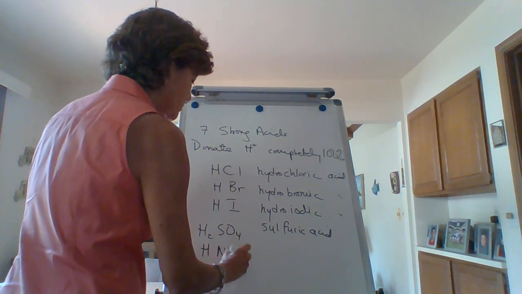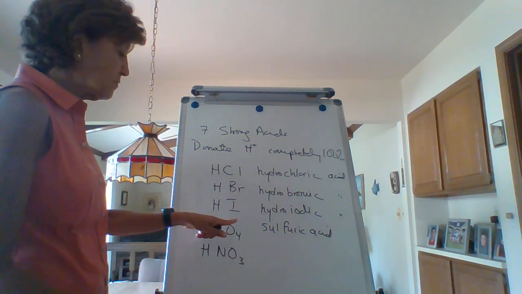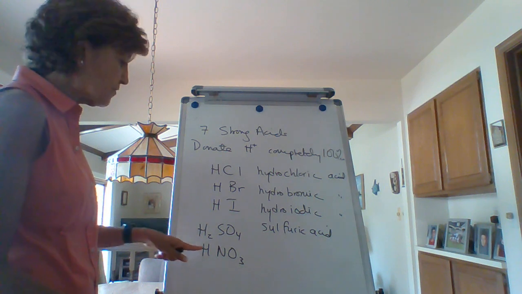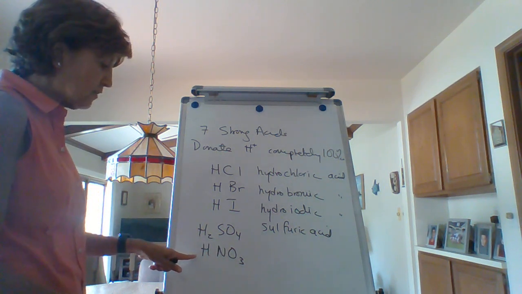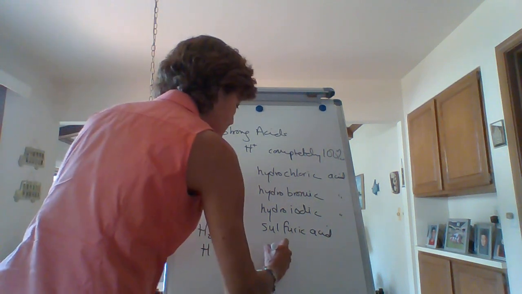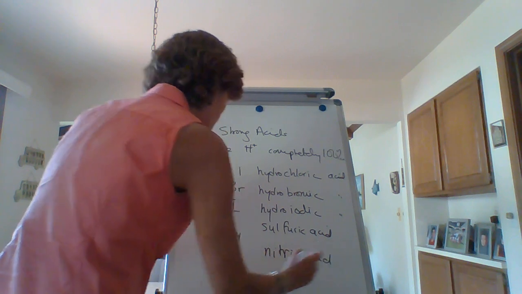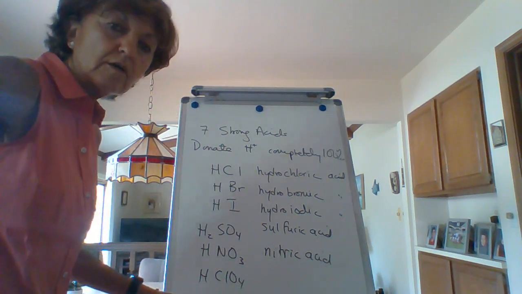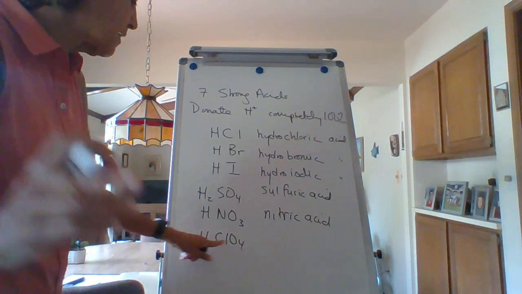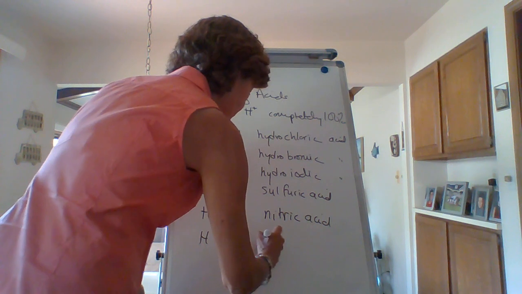HNO3, you recognize the polyatomic ions. The sulfate polyatomic ion is -2, that's why you have 2 hydrogens here. Nitrate polyatomic ion is -1, that's why you have 1 hydrogen. This is nitric acid. And then HClO4, recognize the perchlorate polyatomic ion with -1, and this is perchloric acid.